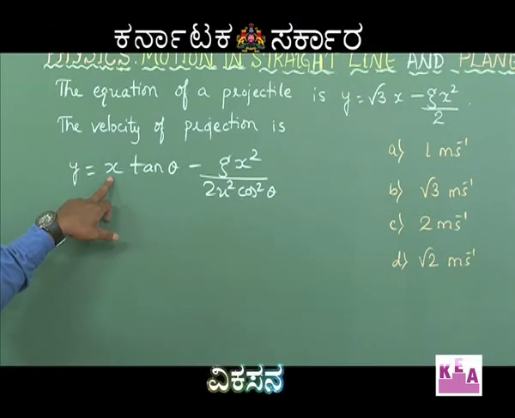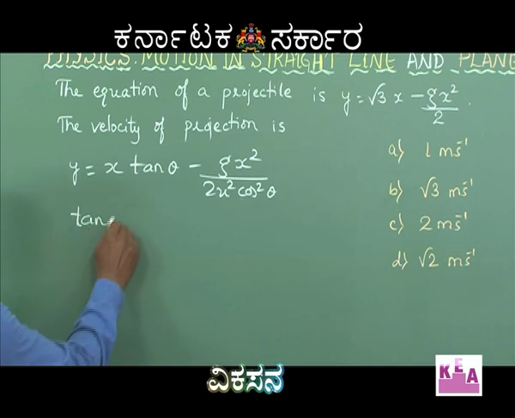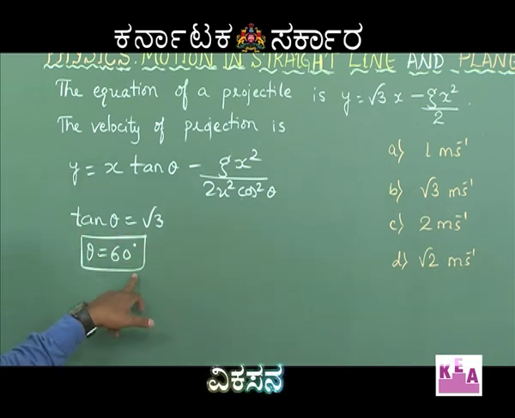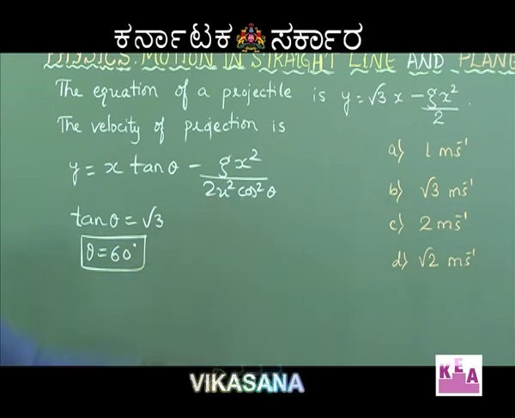In place of x, you have x. In place of tan theta, you have root 3. Therefore, tan theta is root 3, where theta is the angle of projection. I got theta to be 60 degrees. Tan 60 is root 3. So, the angle of projection is 60 degrees. You are supposed to find out the velocity of projection. Velocity is there in the second term.